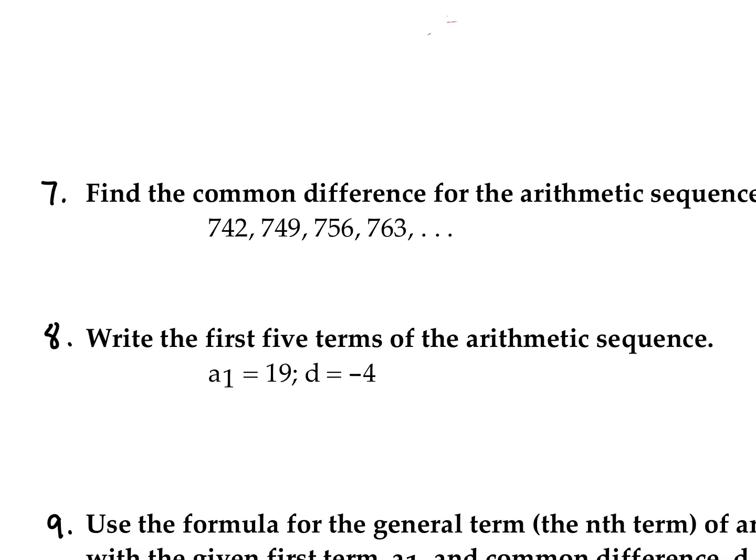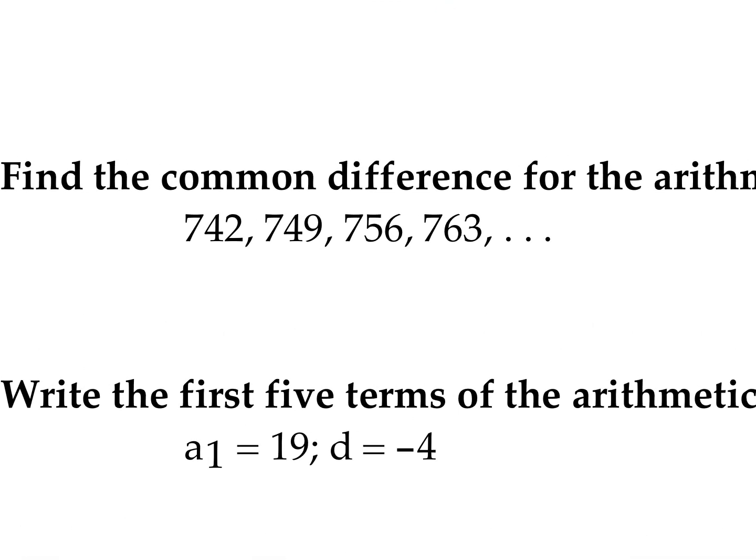So 7 says, find the common difference for the arithmetic sequence. So what are we doing to get from one number to the next? Adding 7. So what's our common difference? 7, so D is 7.